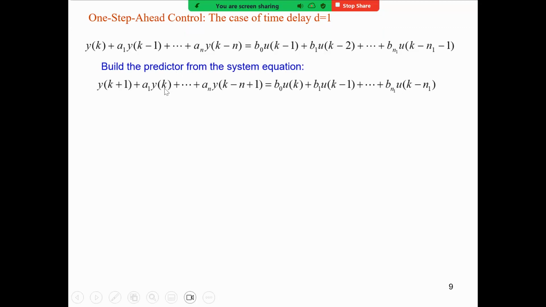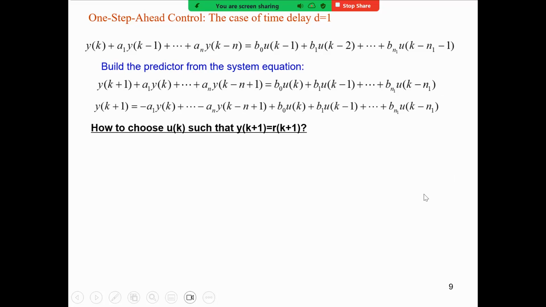Right now it's not obvious, but on the left side I only keep y(k+1), and I move all the other outputs to the right-hand side. This is what we have. On the left-hand side is our output at the next step. On the right-hand side it contains the current input, the current and past outputs, and the past inputs. Therefore, it is a predictor.